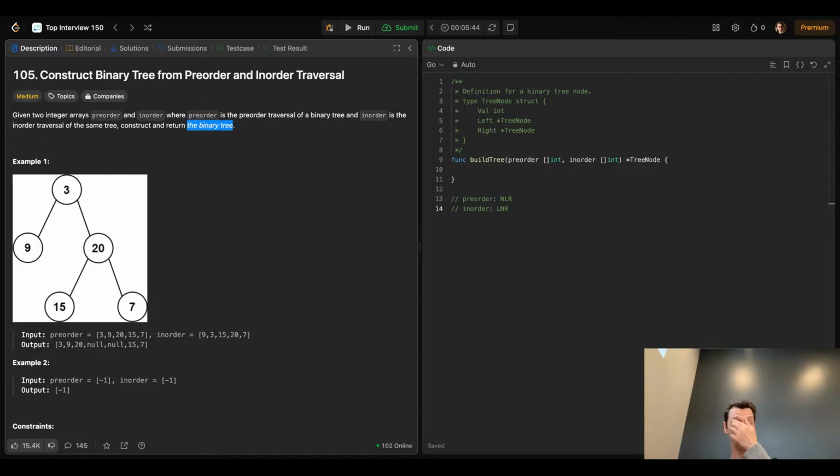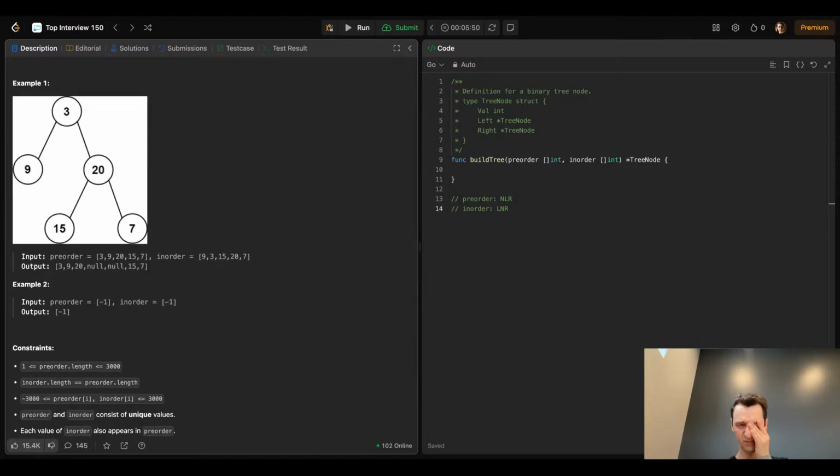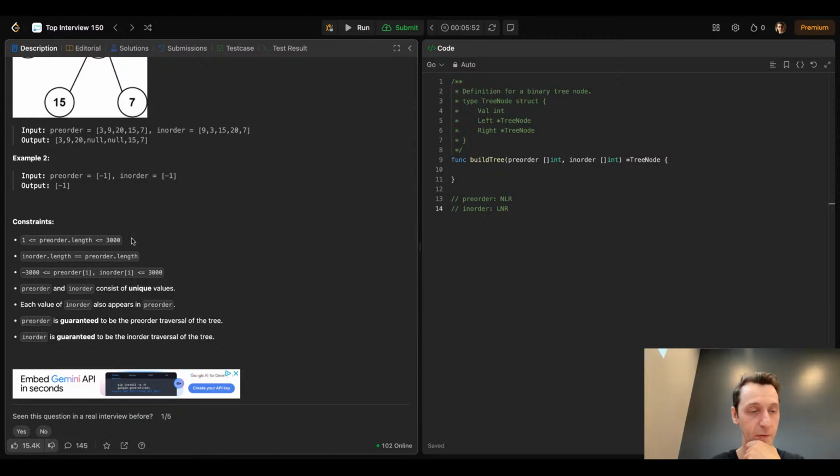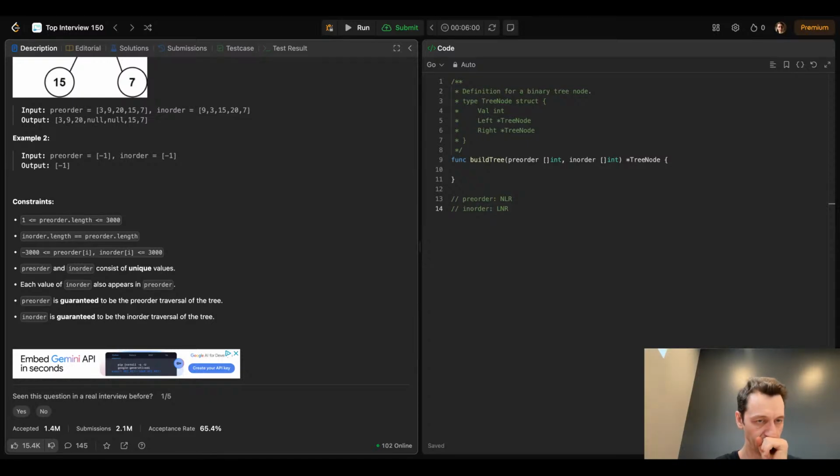Okay, so what else do we know? We know that there are up to 3,000 nodes. They're all unique. Okay, this is highlighted. Unique values. The preorder traversal and the inorder traversal are guaranteed to be of the same tree. Okay.